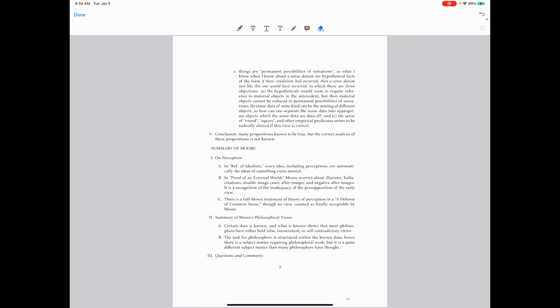Now, before we get to the objections, let's make sure we understand what Moore is talking about. So take any object. This is John Stuart Mill's view. X can be analyzed metaphysically in terms of permanent possibilities of sensation. A permanent possibility of sensation is something that's expressible in terms of a conditional. A conditional of this sort: if the conditions, the perceptual conditions that you're in had occurred, then a sense datum just like this one would have occurred. There are all sorts of things to worry about. What is this "just like this one" supposed to mean?